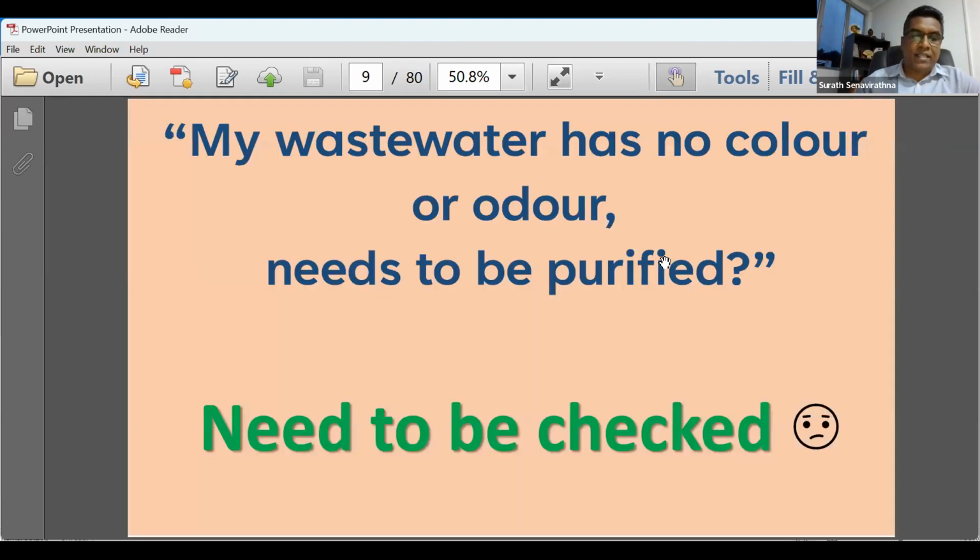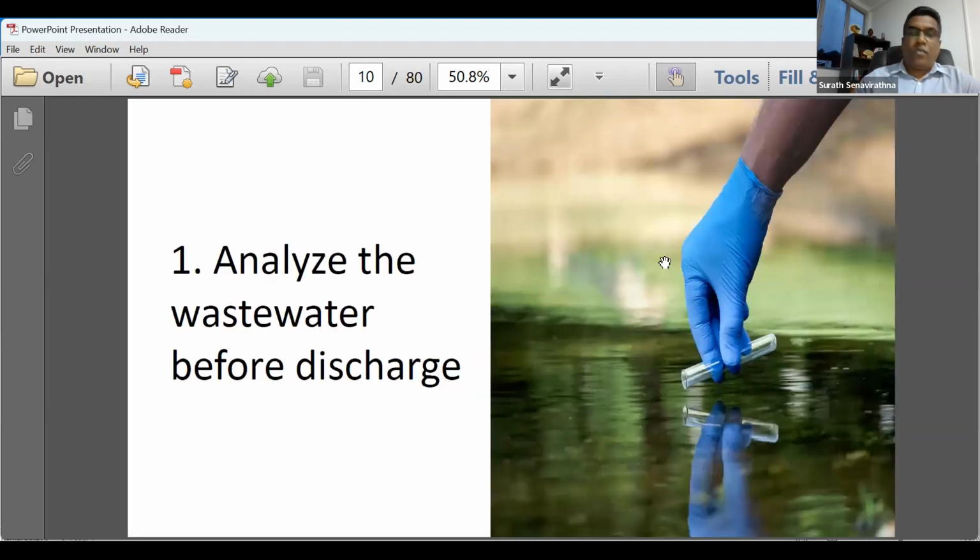One of you may ask, if my wastewater has no color or odor, does it need to be purified? My answer is, it needs to be checked. Most of you know, before discharging any wastewater, as Kaushal said earlier, we have to purify that.